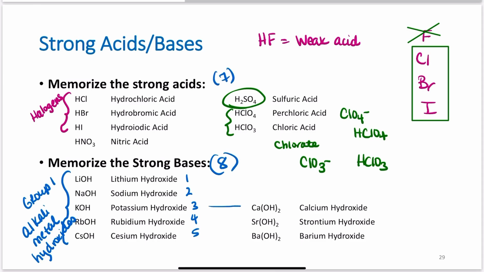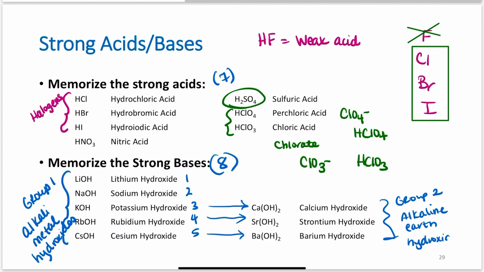So 6, 7, and 8: calcium, strontium, and barium hydroxide. These are group 2. They're alkaline earth hydroxides. The trick to these: group 1 is easy, you count down 5 spots. Group 2, you've got to remember 3, but you cannot start until you get to calcium.